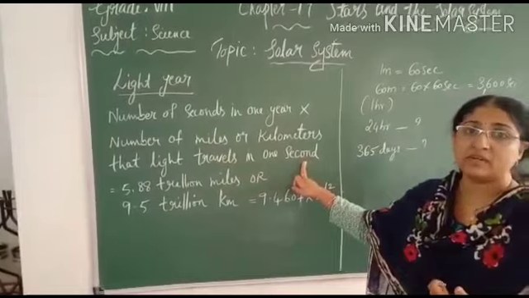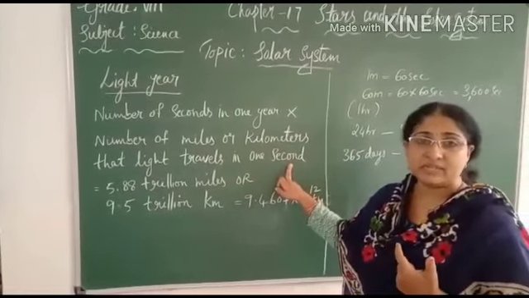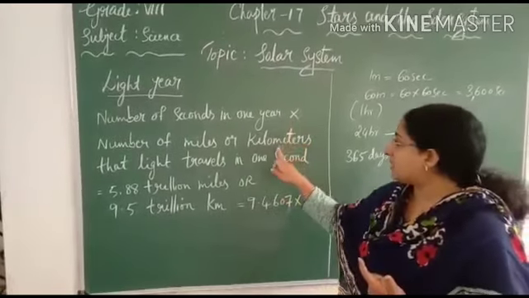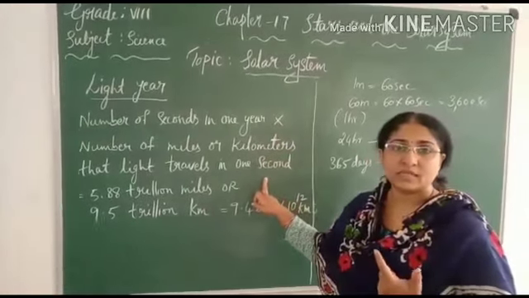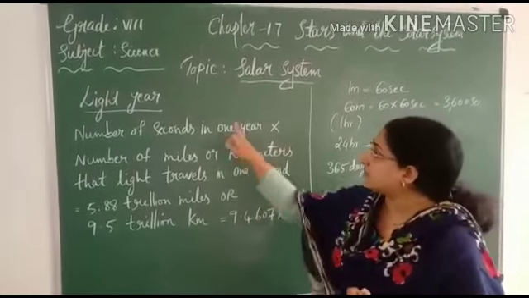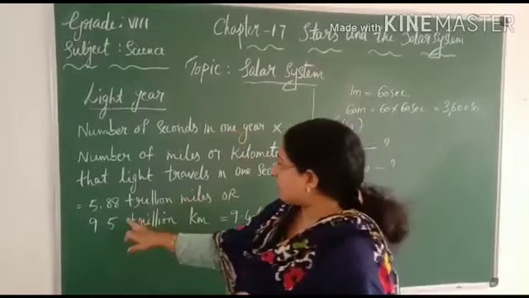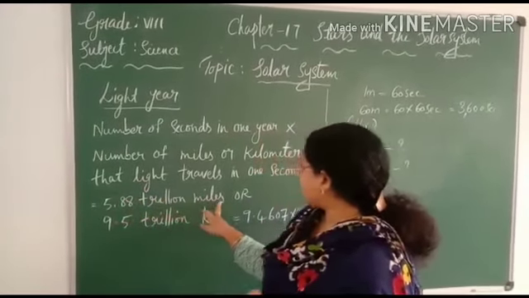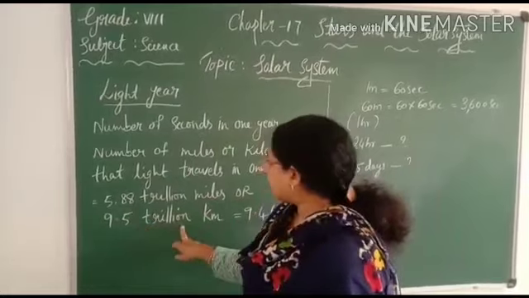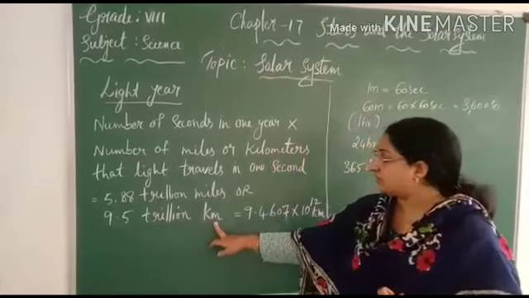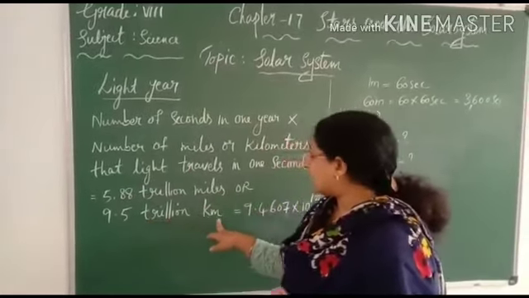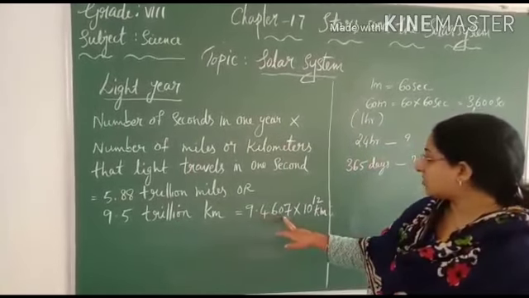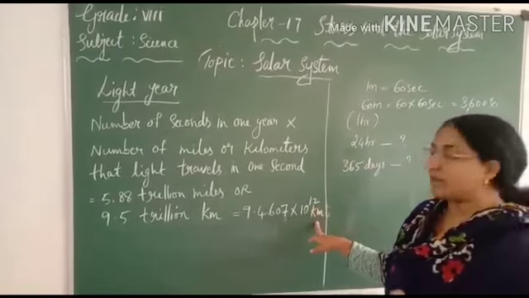In the previous session we learned the speed of light, it is 3 lakh kilometers per second, right? So this value multiplied by 3 lakh kilometers per second, you will be getting the light year. So approximately you will be getting 5.88 trillion miles or 9.5 trillion kilometers. We are converting into kilometers. It will be 9.5 trillion kilometers, which is equal to 9.4607 into 10 to the power of 12 kilometers.